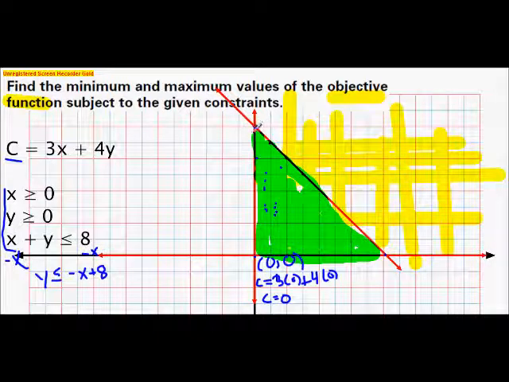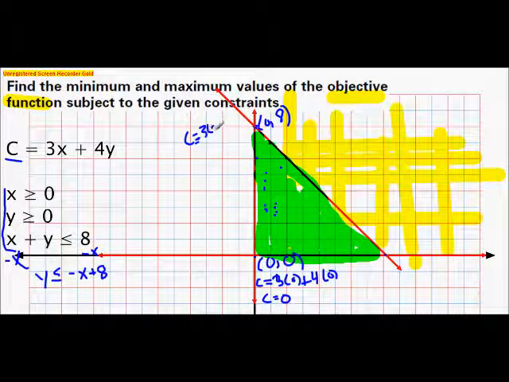This point right here is 8, right? You go 2, 4, 6, 8. That's 0, 8. Okay, and so that's going to be c is equal to 3 times 0 plus 4 times 8. Yeah, that's a 4 right there. So 3 times 0 is 0. 4 times 8 is 32. So this is c is equal to 32.